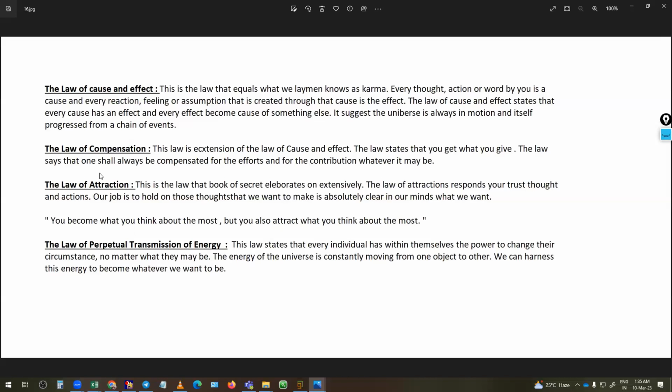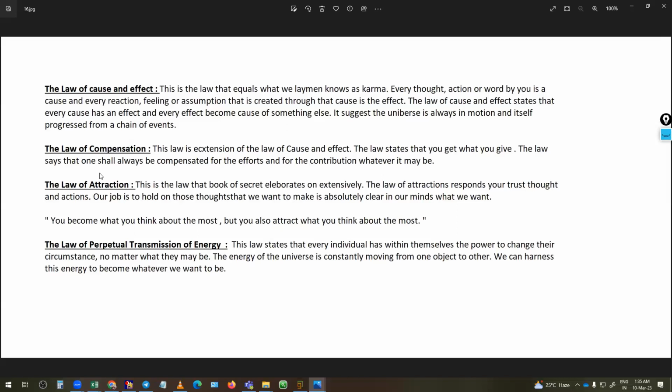The law of cause and effect ensures that each of your thoughts and actions returns to you. The law of compensation ensures the quantity of those returns. The more you give, that is action, the more you will receive, right? The benefits.